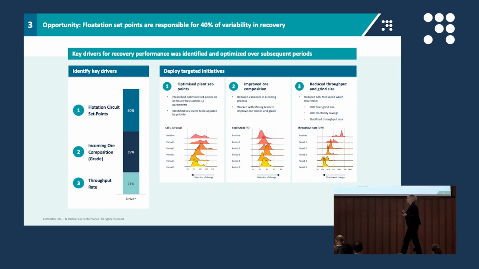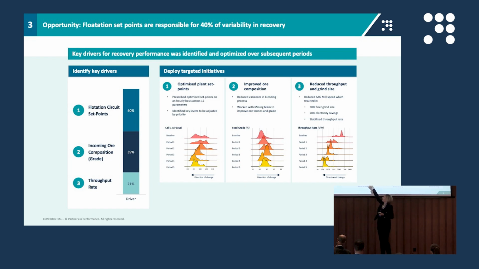And the opportunity here, in this example, is that if head grade and throughput are responsible for 60%, there is a 40% opportunity of variability, in which set points on the flotation circuit are impacting the outputs. And set points we can change. We assume we can change them more easily than the head grade, which can also be changed, right, by blending, and the throughput.